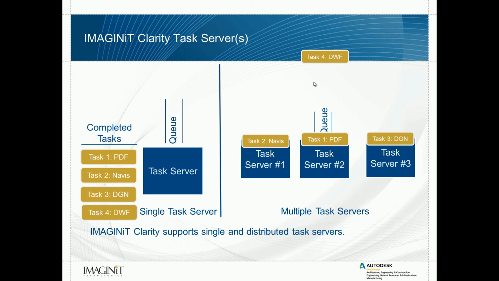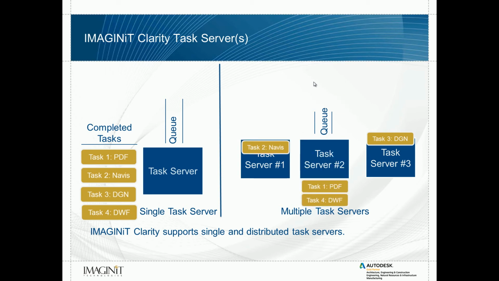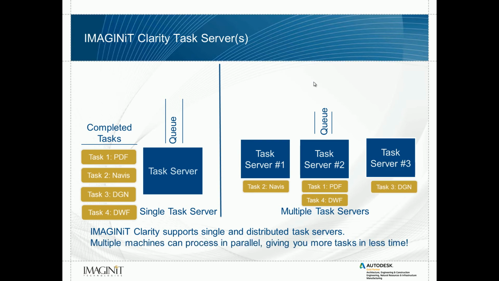Now, when we talk about multiple task servers, this is where you really start to get that multiplier effect. So we've looked at how to free up our time already using a single task server. Using multiple, we can run multiple tasks through here, and as soon as one finishes, it's going to grab the next one in the queue. So at any time, if we've got tasks available to do, we can process these in parallel and ultimately give you more tasks done in less time.